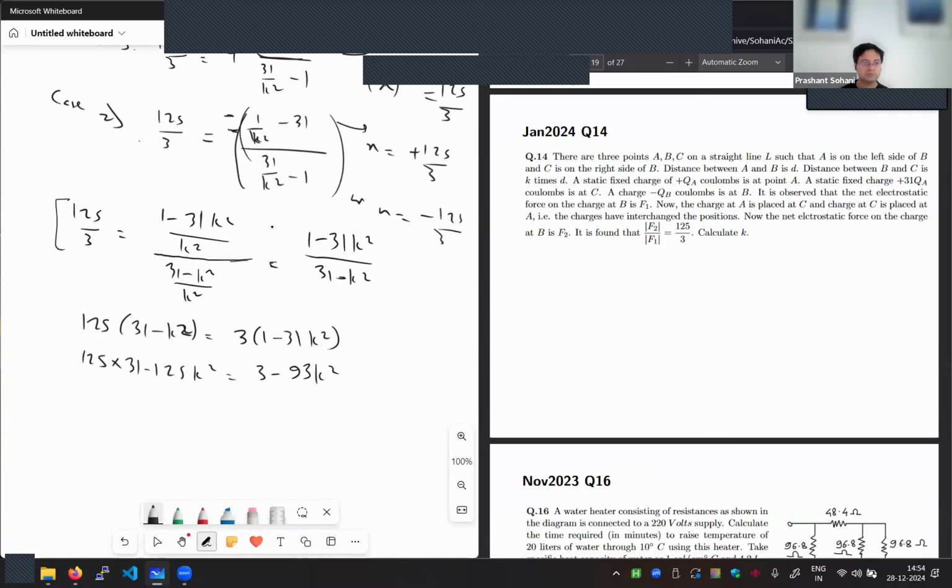So 125 into 31 minus 3 is equal to 32 k square, right? So therefore k square is... I need to calculate this product, 125 into 31.